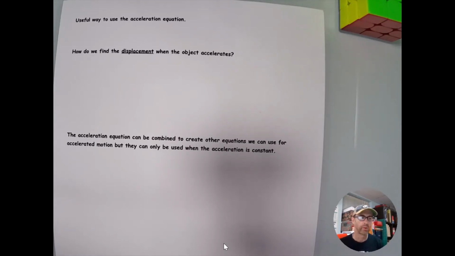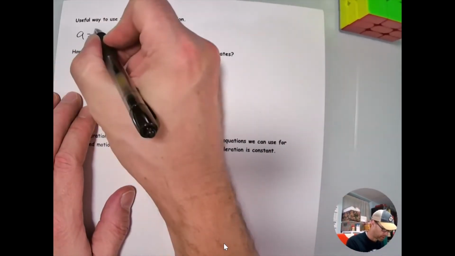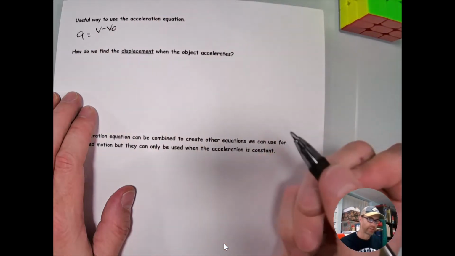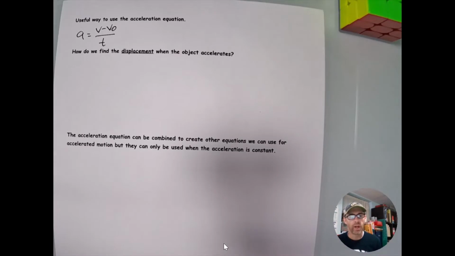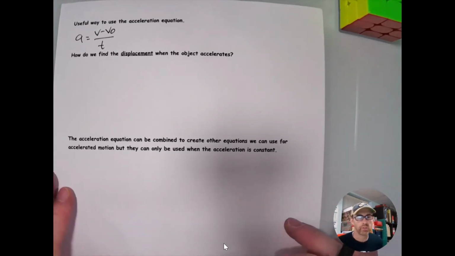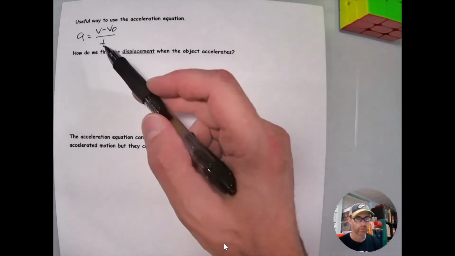But before I show you the equations that involve displacement, let me show you another way that we could use the acceleration equation. It was defined as simply being the change in the velocity, which is v minus v naught, divided by t. But oftentimes, one of the most useful ways to use this equation is to solve for the final velocity. If I knew what the acceleration of a person was, and you tell me how long they accelerated for, I should be able to use this equation to find the final velocity. We could also solve it for the initial velocity, or for the time.